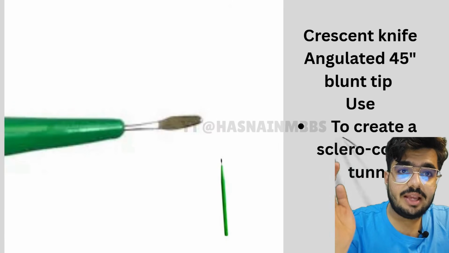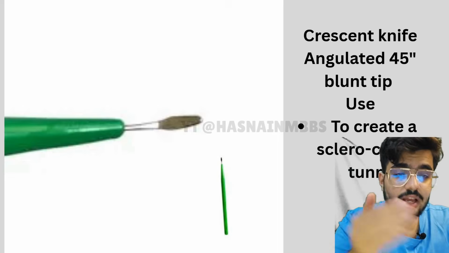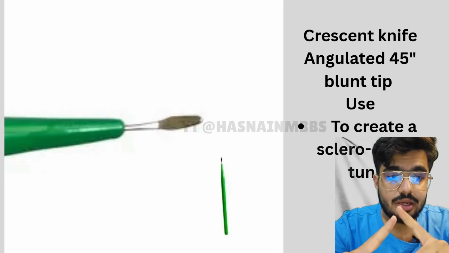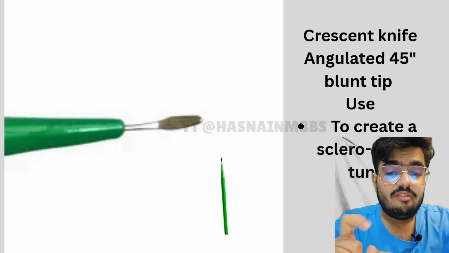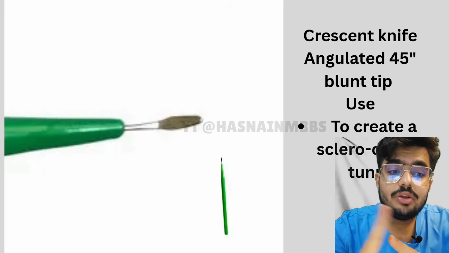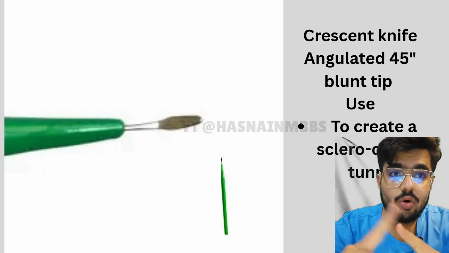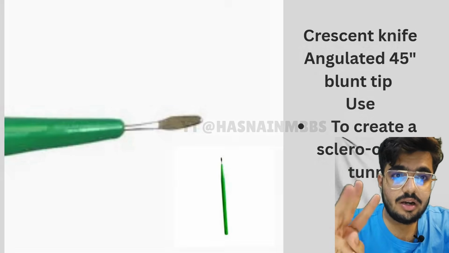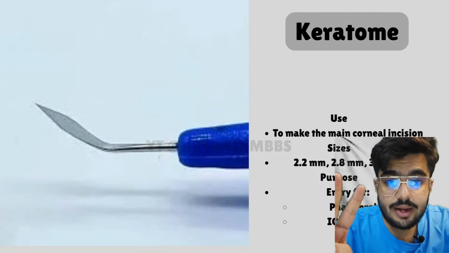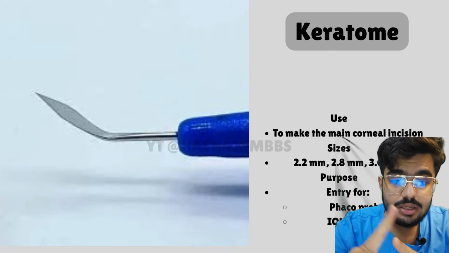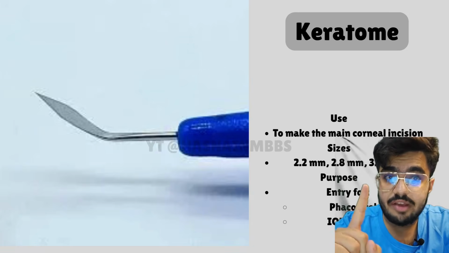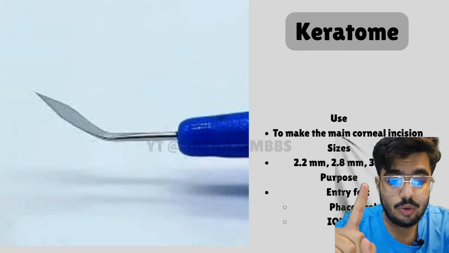Crescent blade has a 45-degree angulation and it has a blunt tip. It doesn't have any sharp edge. We use the crescent knife to make the sclerocorneal tunnel. Third one is our keratome. Keratome is a sharp diamond shape. It is used for the entry of the phaco probe. Remember, keratome: phaco probe or IOL insertion.